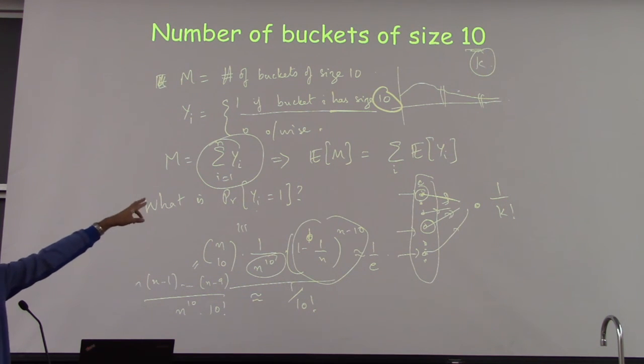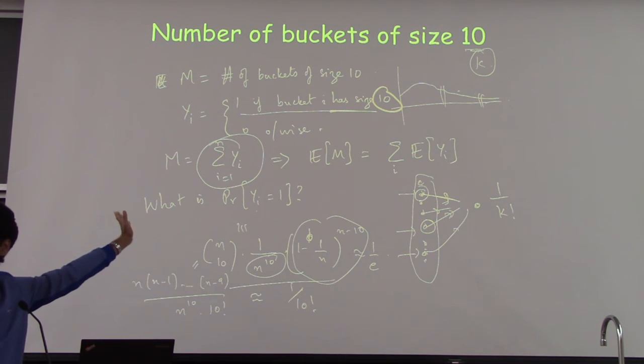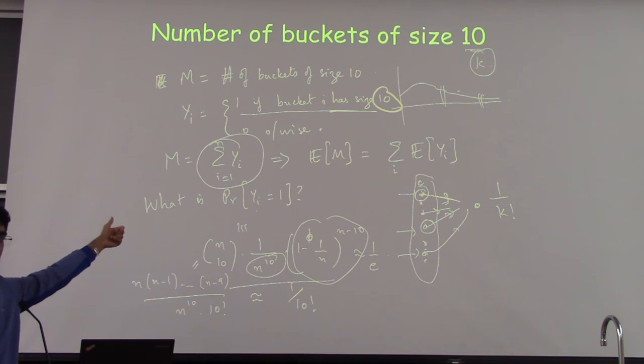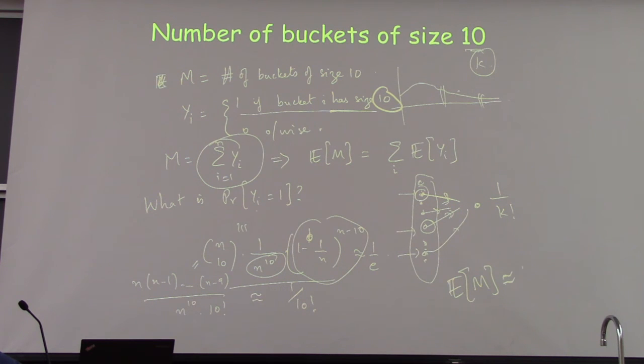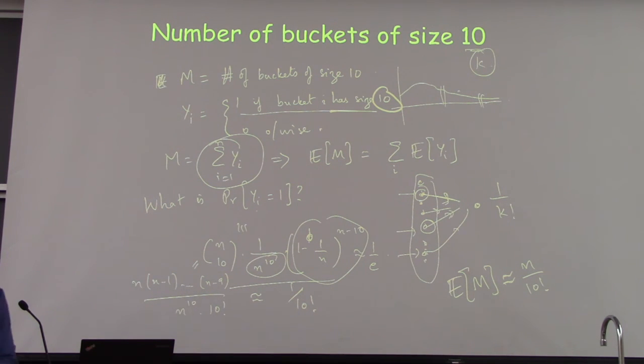Because we computed the expected value of each yi, and now you just have to add them up. That's the nice thing that you get from linearity, that you just add them up. So the expected value of m in this case is roughly n by 10 factorial. And this is a constant, right? 10 factorial is just some constant. And so you actually have a linear number of buckets that have size 10.